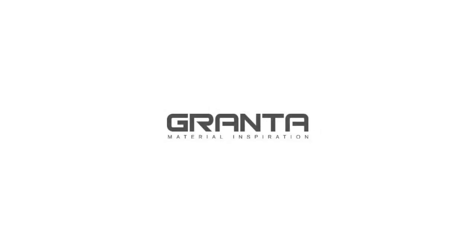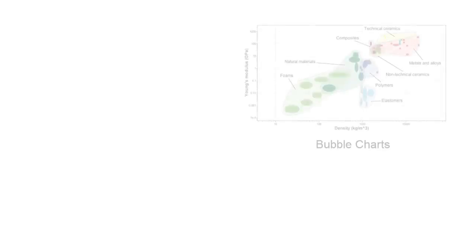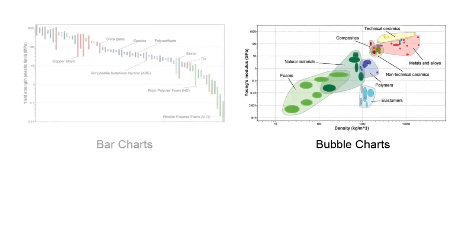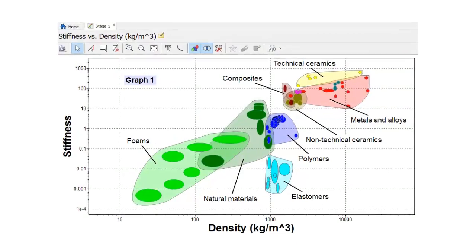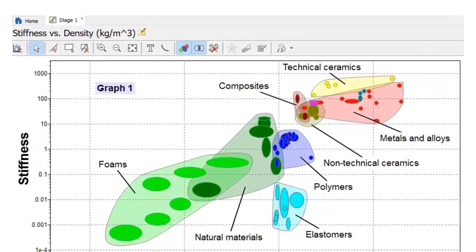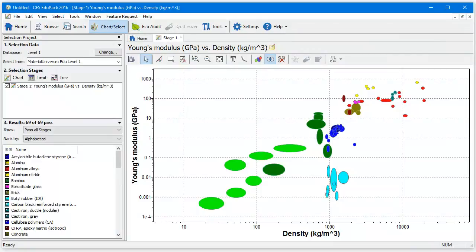CES EduPack is a unique resource for teaching materials and process-related courses. In a previous video tutorial, we looked at how to plot bubble charts and bar charts, as well as how to copy those into other programs. In this video tutorial, we will look at how you can customize and make the most out of your created charts. You can modify the properties displayed on your charts using the Properties button here.